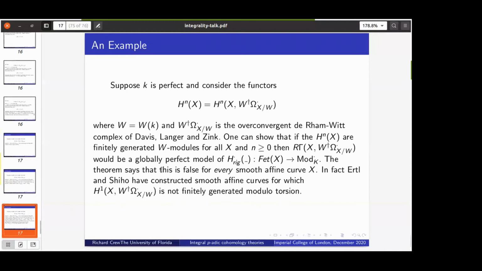But the theorem says that this is false for every smooth affine curve X. And in fact, Ertl and Shiho have constructed smooth affine curves for which even the H^1 of this thing is not finitely generated modulo torsion.